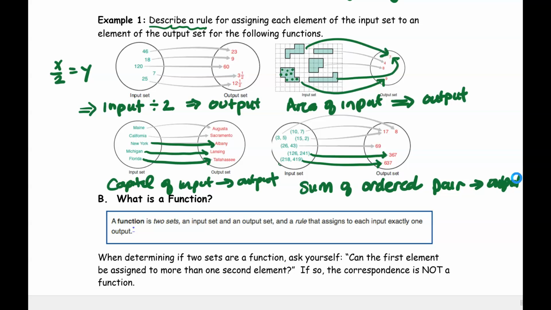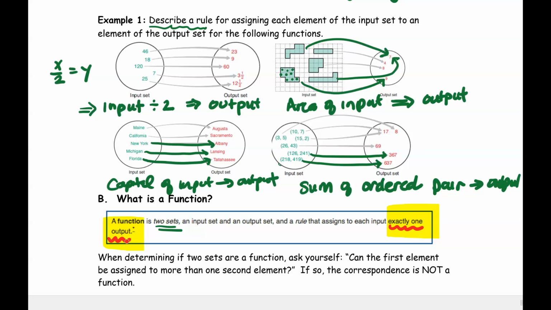Okay, so what these are doing is getting us used to thinking about what a function is. A function is two sets. In these pictures, the sets are the circles. It's an input and an output, and then there's a rule that assigns each input to exactly one output. That's really important, the exactly one output, because if there's not exactly one output, then we don't consider it a function.